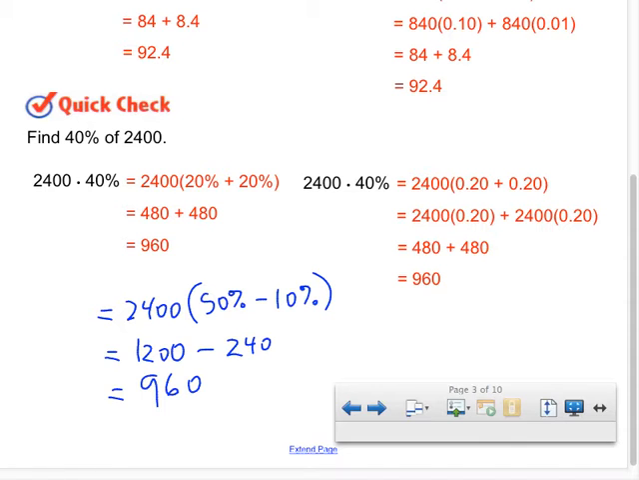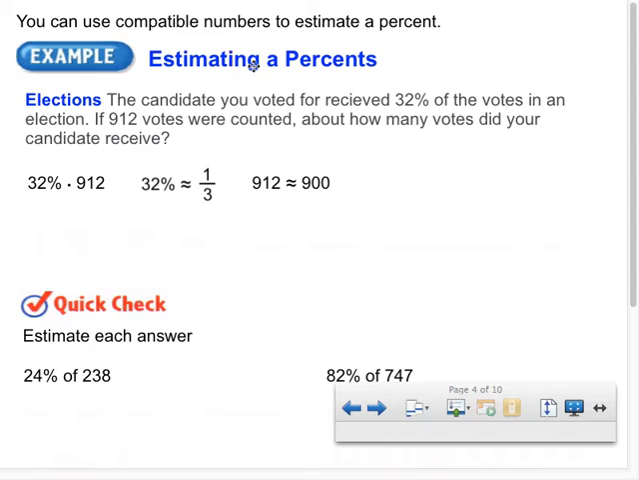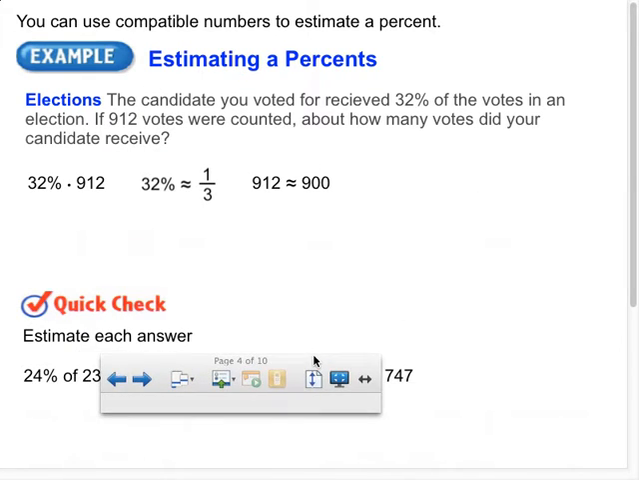All right, so let's go ahead. The lesson is almost done. Estimating percents. I want you to take a look at this. Now we want to talk about estimating percents. You can use compatible numbers to estimate a percent. Do you guys remember compatible numbers earlier this year? They're numbers that we can easily compute mentally. So 32%, that's about a third, right? And 912, well, that's pretty close to 900.